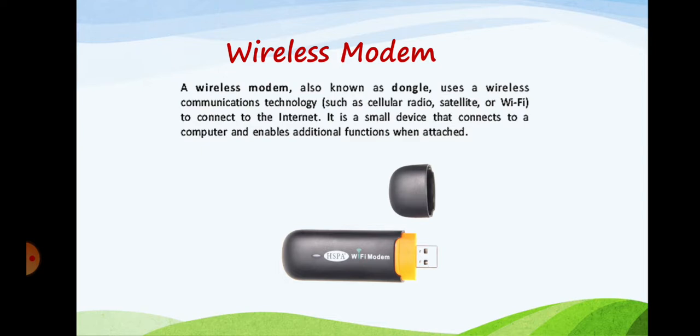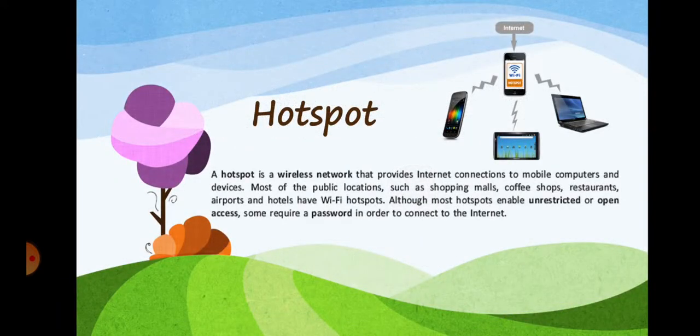Hotspot is a wireless network that provides the internet connection to mobile computers. Yeah, you all are very familiar with this. You just make your phone a hotspot and connect the phones of your family members or your friends with your phone. You can set a password with that. That's right.